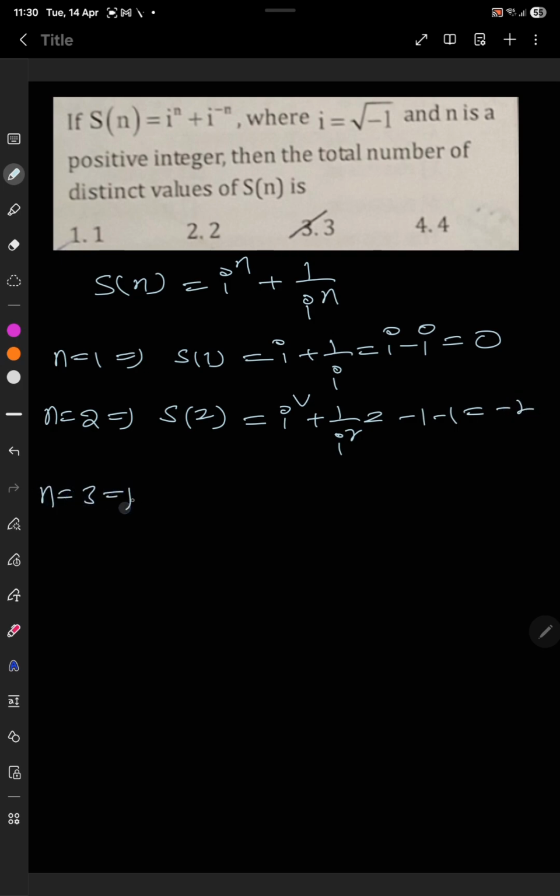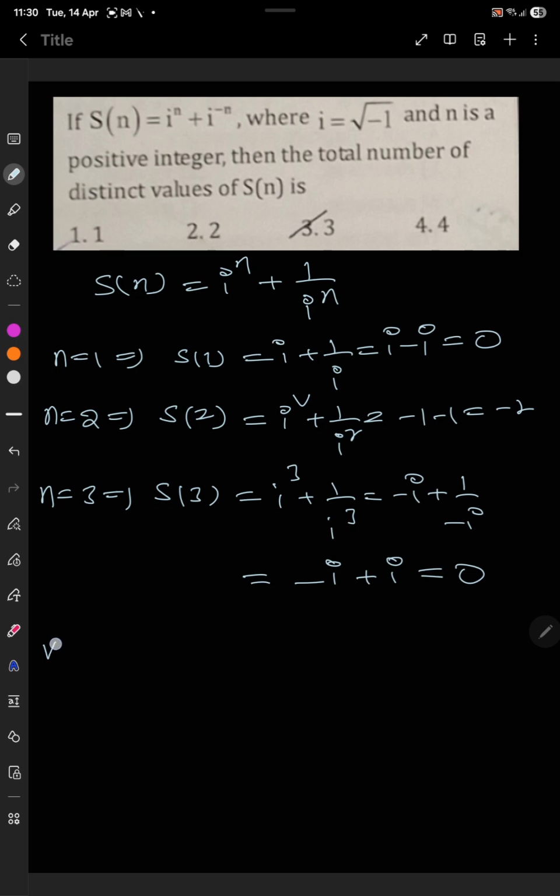N equal to 3, S3 equal to i cube plus 1 by i cube. i cube is minus i, 1 by minus i is plus i, so minus i plus i, that is 0. For n equal to 4, S4, that is i power 4 plus 1 by i power 4, that is 1 plus 1, that is equal to 2.